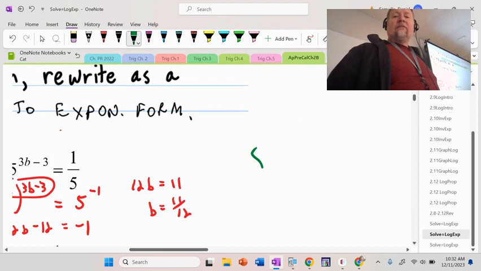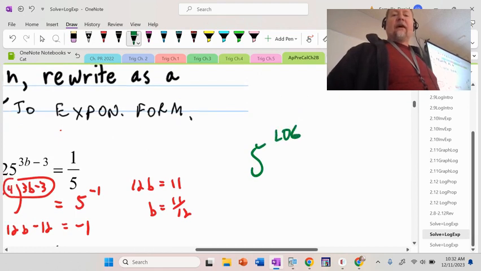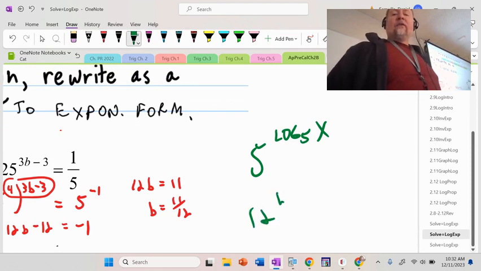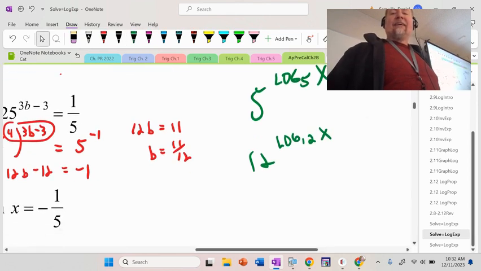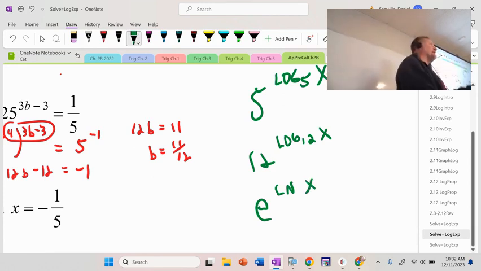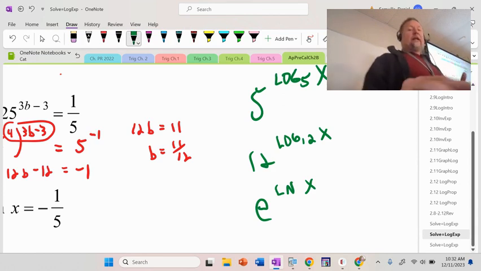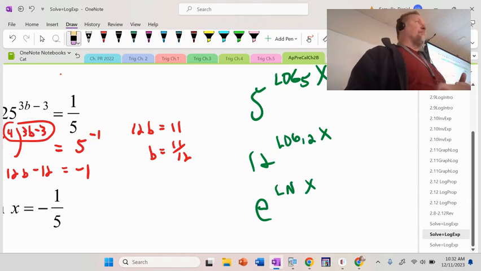What's 5 to the log base 5 of x? What's the answer to that, everyone? What's 12 to the log base 12 of x? What's the answer to that, everyone? X. What's e raised to the ln of x, when ln is log base e? What's the answer to that? X. This is a property. More people answered as we went. They remembered. And then I proved this property. It's not about proving anymore. It's about knowing. All right.